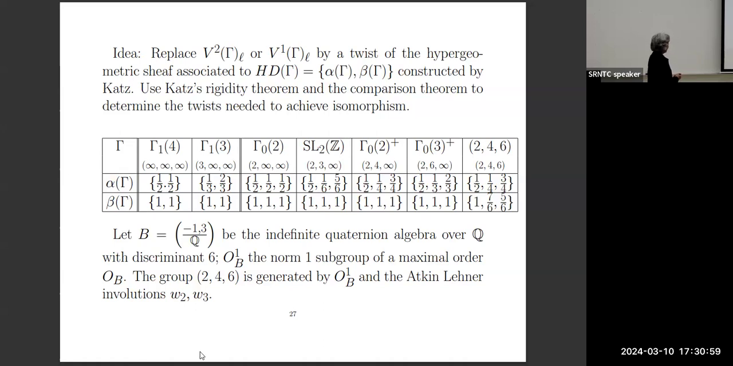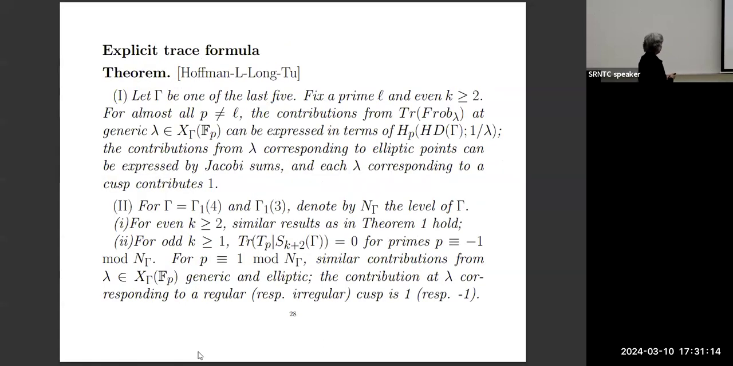And I put all the corresponding alpha and beta. You notice that the first alpha and beta is exactly the example that I gave at the very beginning. So here is our result, with Hoffman, Long and Yang.